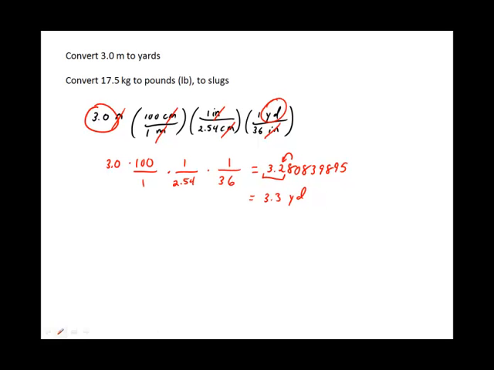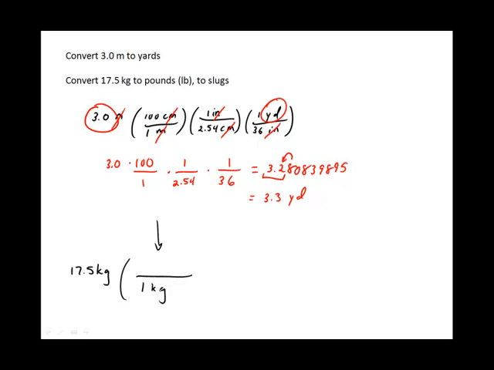Alright, let's try the next one. 17.5 kilograms. Now my book says that there are 2.2046 pounds in 1 kilogram. Now notice the way I've written that. The numerator equals the denominator, but the kilograms don't cancel. So even though this is correct, it isn't useful. So I'm going to turn that upside down.